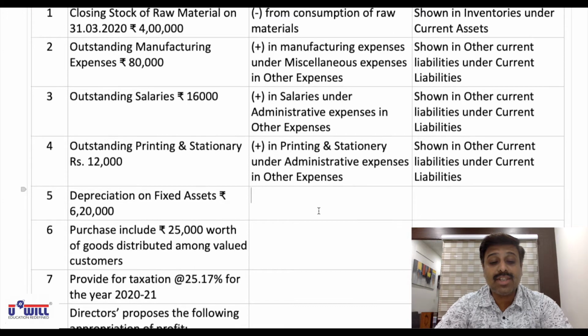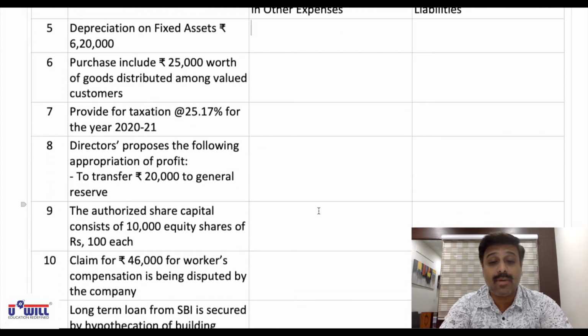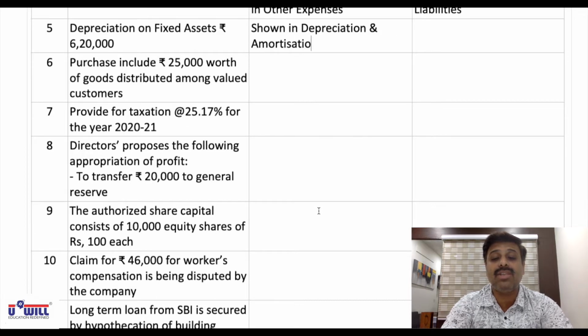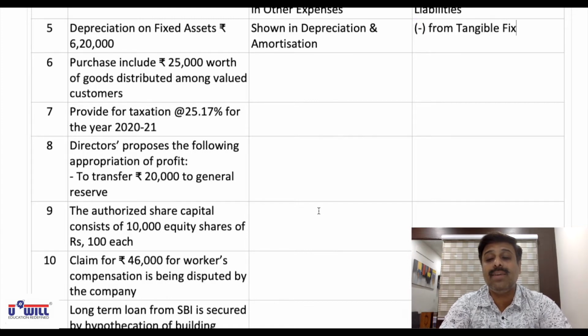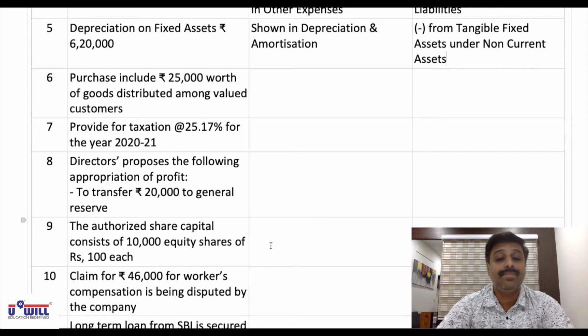Then depreciation on fixed assets rupees 6,20,000. So we will show it in depreciation and amortization. In profit and loss statement we'll show it in depreciation and amortization, and in balance sheet we will minus from tangible fixed assets under the heading of non-current assets.